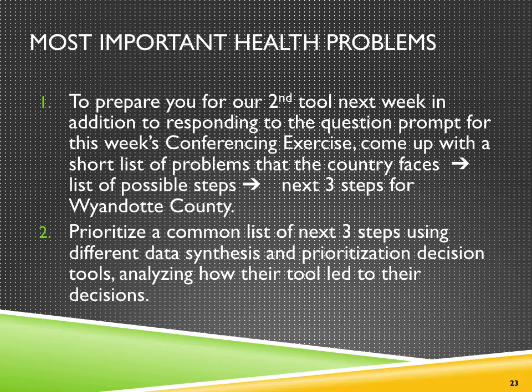To prepare you for our tools next week, in addition to responding to the question prompts for this week's conferencing exercise, come up with a short list of problems, as we did with the scorecard exercise, that the county faces. Be sure that you're contextualizing within an ecological framework. Then come up with a list of possible steps to intervene. Does this county have the capacity for these steps? Once you determine which steps are doable in Wyandotte, using different data syntheses and prioritization decision tools, analyze how the specific tool led to the decision.